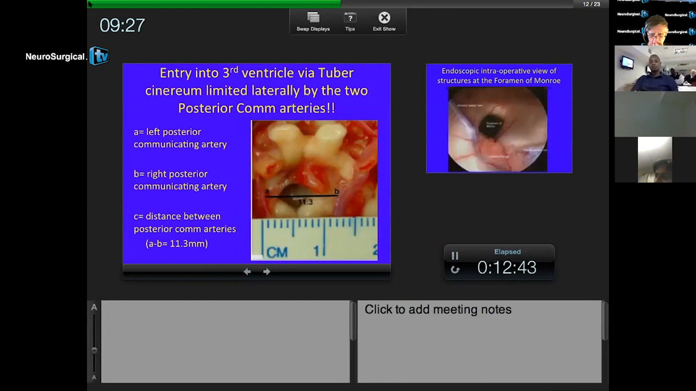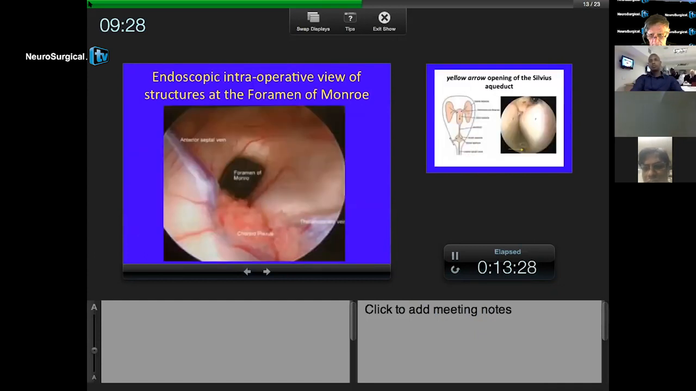entry into the third ventricle is through the tuber cinereum. So rather than opening the tuber cinereum, going into the basal cistern, if you're doing skull base surgery, you can enter into the third ventricle via the tuber cinereum. Mind you, and this is important, it's an important landmark, the distance between the two posterior communicating arteries is usually about 11.3 millimeters. So you've got a centimeter plus where you really need to remain in the midline because you've got your posterior communicating arteries on either side. And that's the purpose of this slide, to show you that you haven't got a huge distance between the posterior communicating arteries.